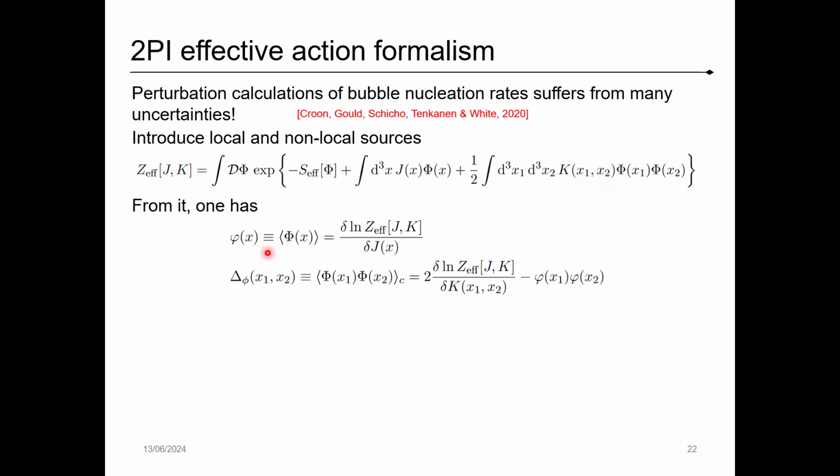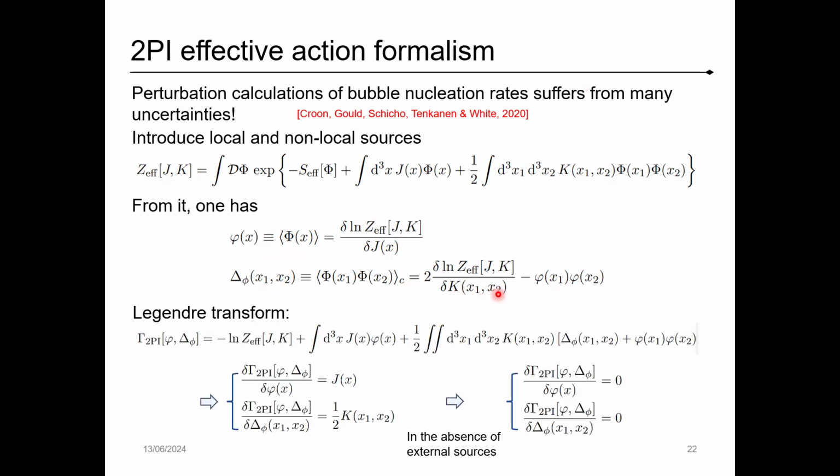Then your one-point function can be defined by the functional derivative of this partition function with respect to J, with these sources. Then again, you take a Legendre transform, right? Just a simple exercise, and then you can take the functional derivative with respect to the one-point function and two-point function. This two-point function is a connected two-point function. Then you get these equations. In the absence of the external sources, you get just the equations of motion, which is what we want.